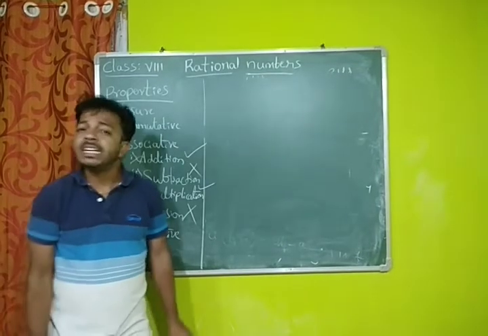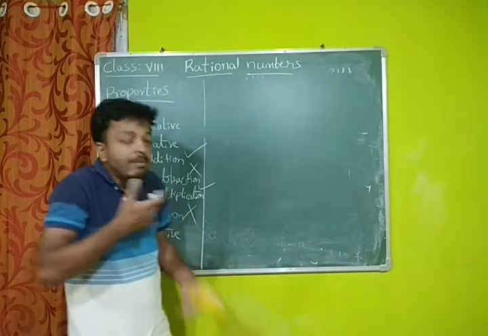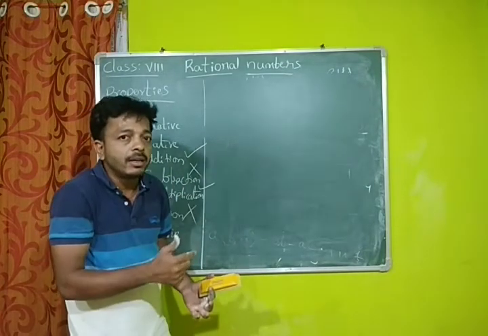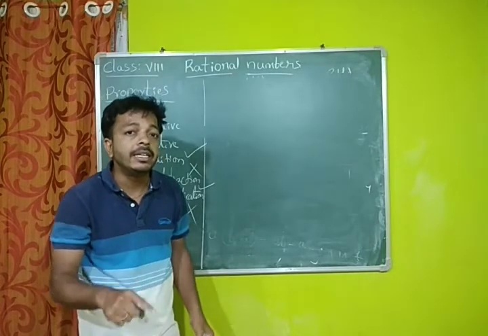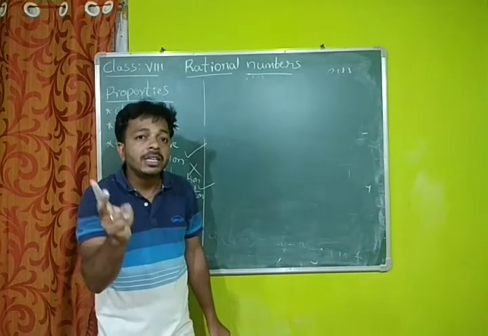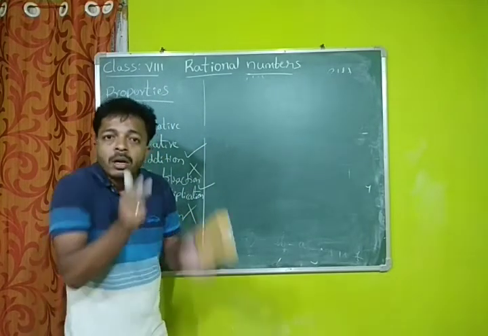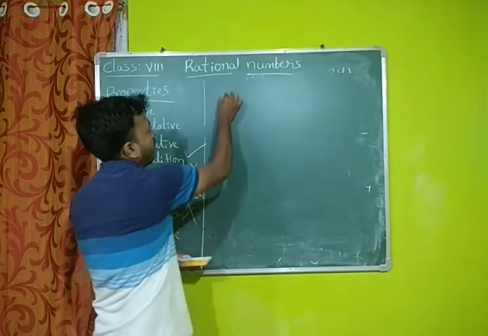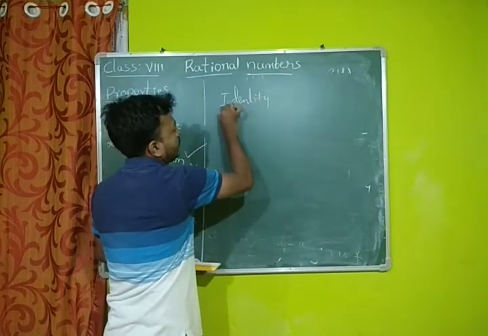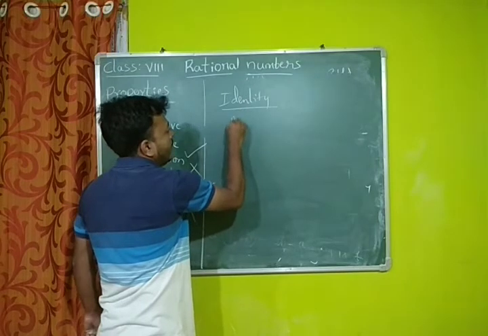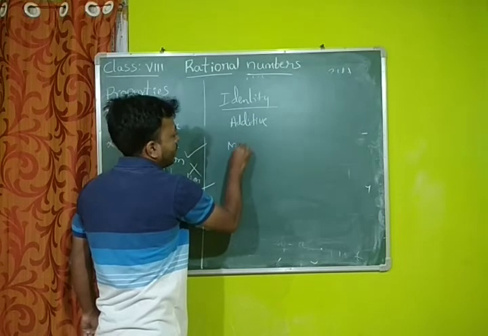So identity means what? When we see ourselves in a mirror, our identical figure will occur there. Identical image will occur there. That is identical. In identity, there are additive identity and multiplicative identity. Two separate operations we can give here. One is additive. Another one is multiplicative.